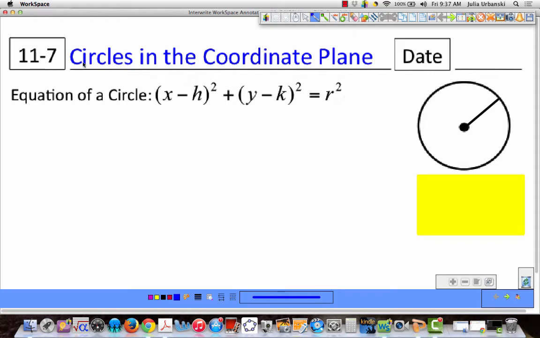So here's the lesson on 11-7, circles in the coordinate plane. Before we get into the notes, I'd like you to watch this PowerPoint presentation to see how the equation works.